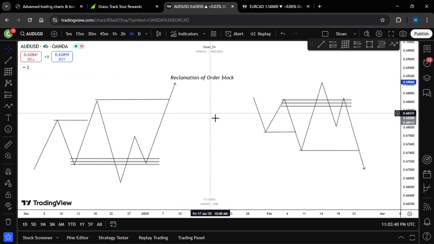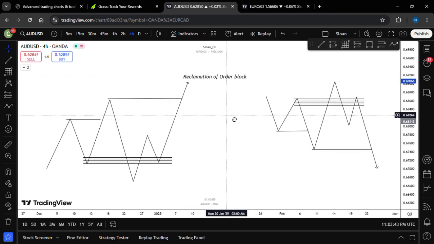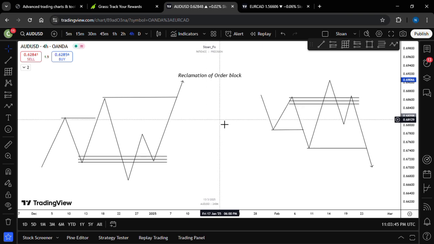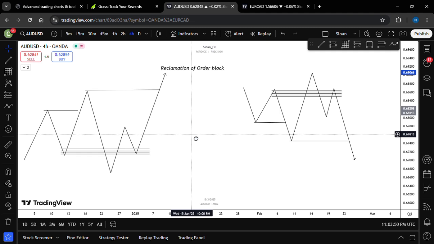It's just an entry model. Alright, I will say this: it's not a holy grail strategy, but it's important you know it, because you might see it in the market and you now take your entry from there.